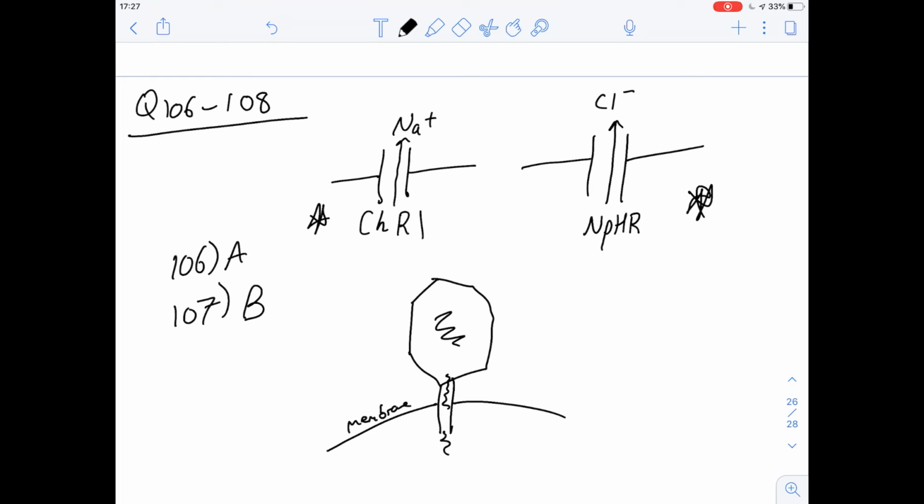C says specific enzyme production by cells is increased. These proteins are channel proteins, not necessarily enzymes. And then D says the cell produces and incorporates the channel proteins. This DNA that's traveling to the nucleus is going to get expressed, and it's going to be turned into this amino acid sequence, which will then fold up into these channels, and they will be incorporated back into the membrane here. So D is the right answer for 108.